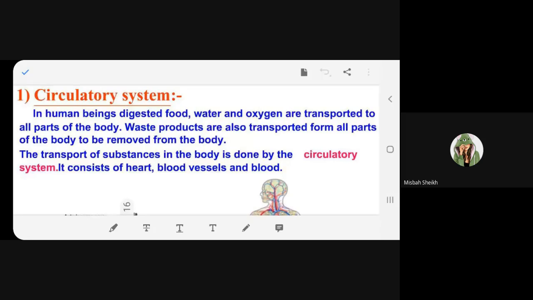This transport of substances is done by which system? Circulatory system. And this system has the main organ as the heart. Then the heart is connected to blood vessels, and in the blood vessels, what flows? Blood. Hope you have understood. Have you understood, beta? Yes, ma'am. All of you? Yes, ma'am. So the main organ is the heart. It is pumping blood. Where is it pumping? In the blood vessels, in the tubes. Now these tubes could be big tubes, they could be fine tubes, depends. That I will talk to you later.